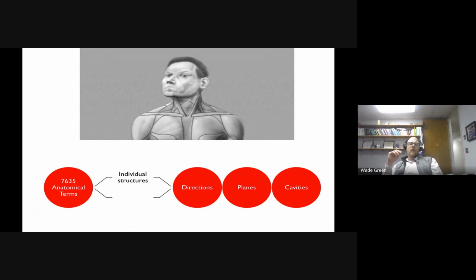So when we talk about anatomy, guys, in particular anatomical terms, there are approximately 7,700 different anatomical terms for different individual structures. Those also consist of anatomical directions, anatomical planes, and cavities, which we're going to learn about in just a second, right? But it is always a rule of thumb, when discussing anatomy, to attempt to utilize the most simple terms possible.